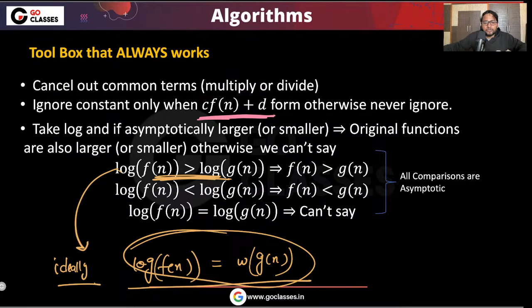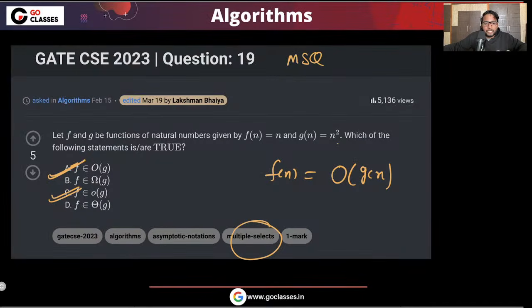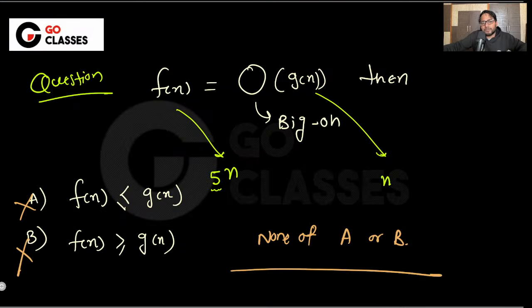Okay, so in the question, if they are using a less-than symbol or something like this, it doesn't mean it is an asymptotic comparison. They are really asking whether these two functions are actually lesser or greater. Then you can't comment, right? You can't comment. Is this okay to everyone? Let me know.